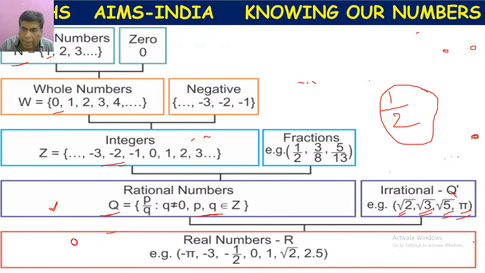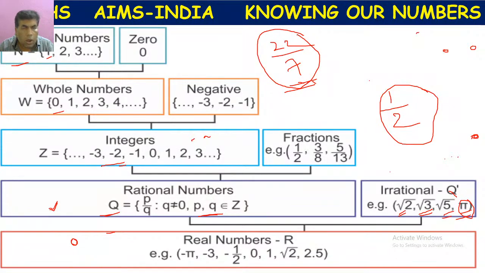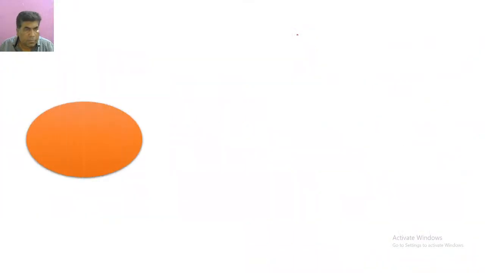So somebody asking pi. Here pi is a value whose approximate value is 22 by 7. Not exactly. In mathematics, we will make use of pi symbol. Pi value is 22 by 7, approximately. Not exactly. Okay. Next.